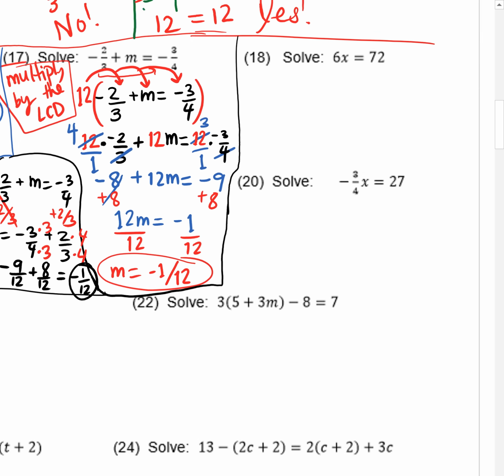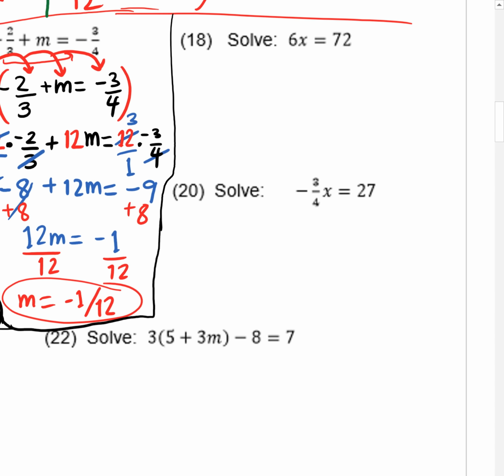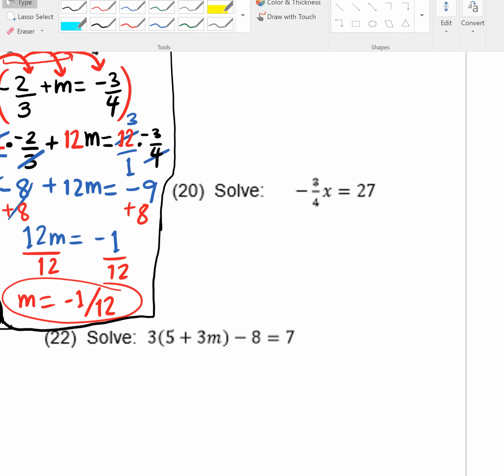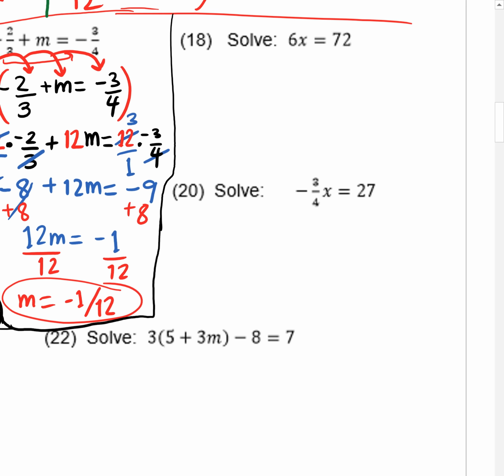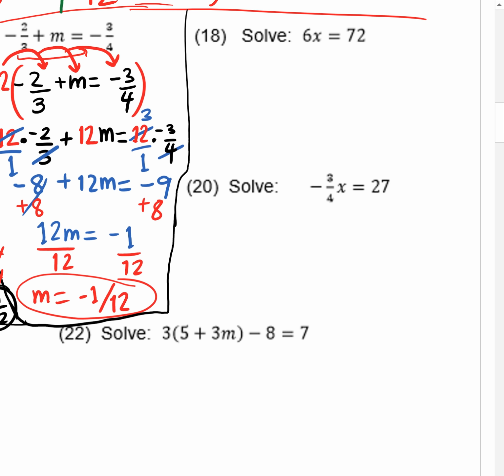How about number 18? This one almost looks too easy, huh? Like, wait, after that last one, what's going on? Why is this one so nice? It's just 6x equals 72. If I want to isolate x, the best way to do it is get rid of the 6. And what's 6 doing with x? Multiplying. So I'd have to do the opposite to get rid of it, and divide by 6. So x is 72 over 6.